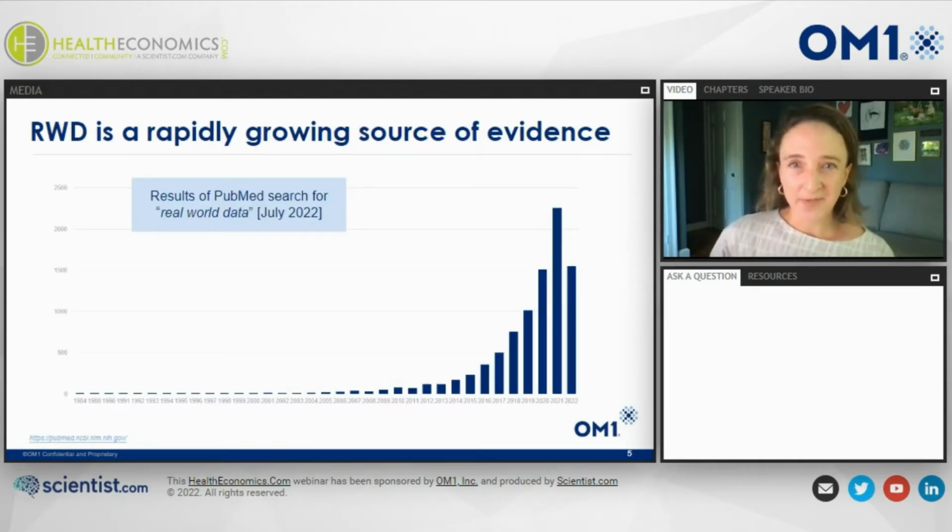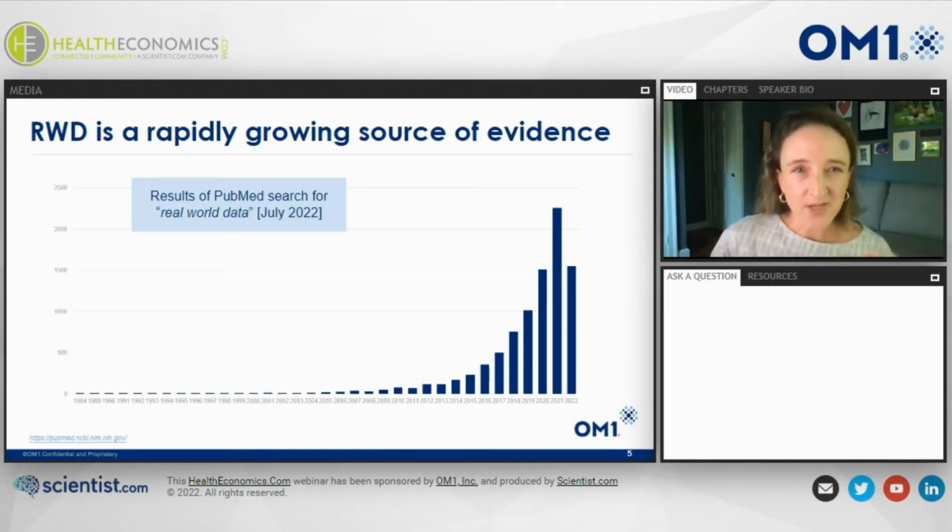I think everyone here is excited about real-world data. At OM1, we're obviously really excited about real-world data, but I just wanted to convince you that this is happening around the world. This is a graph that I made recently from PubMed data showing that interest in real-world data indeed has been growing exponentially over the last 2 decades.